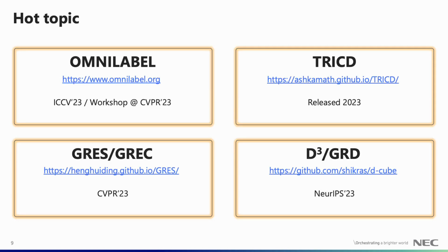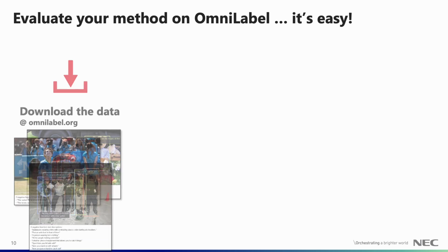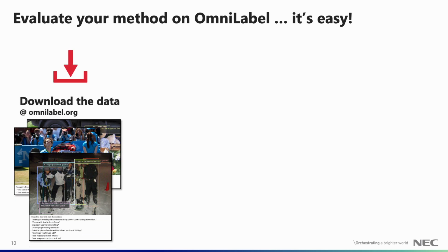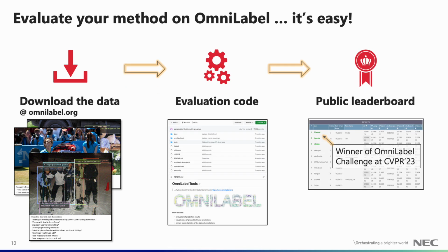At this point, I also want to advertise not only our paper, but this generalized object detection task more broadly. And I'm saying this because this is currently a hot topic. There are 4 concurrent benchmarks that all share similar ideas and features, so check them out. But also make sure you evaluate your language-based detector on our OmniLabel benchmark. It's really easy. Download our dataset from omnilabel.org, get our evaluation code from GitHub, and benchmark your method on a public leaderboard and compare against the winners of the OmniLabel Challenge 2023.